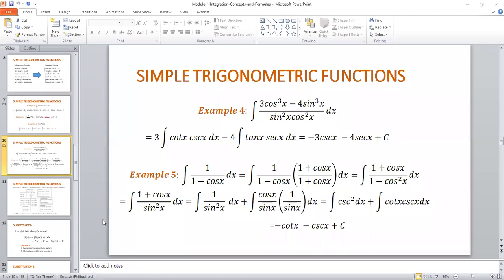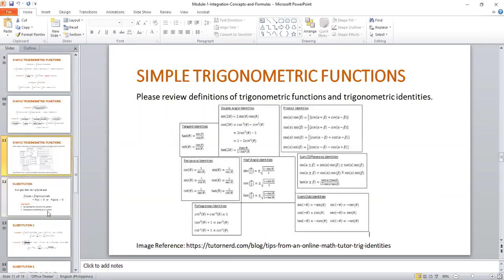Okay, we will continue on trigonometric functions still. So we are on slide 11 of 19. What you have here on slide 11 is actually the common trigonometric functions and the common identities.